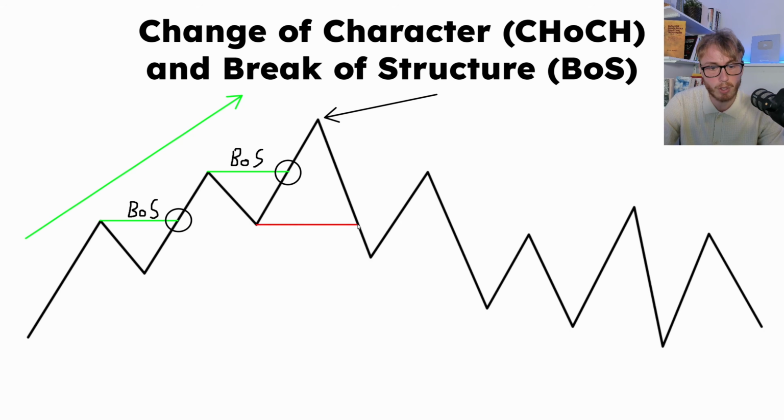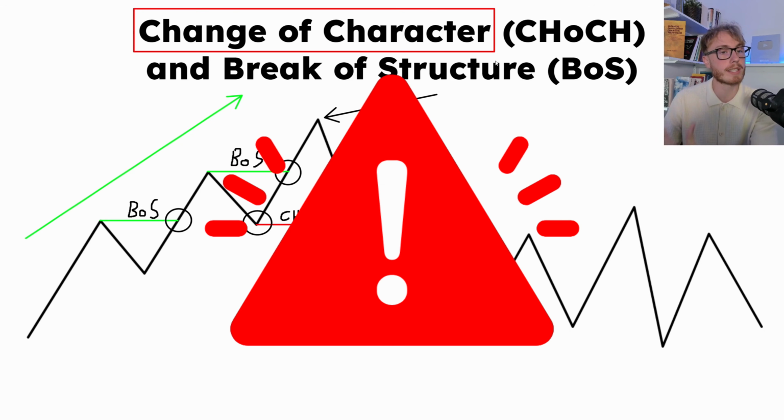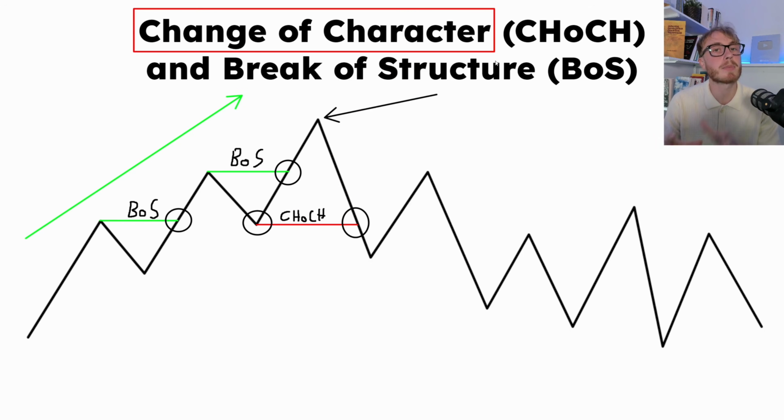Instead, let's focus on this low right here. When the price pushes below the most recent low in an uptrend, we call this a change of character, or for short CHoCH. And as we can hear in the name, a change of character basically means that the character of the price, which is currently in an uptrend, is changing. So a change of character is a first warning sign that the trend might be coming to an end.